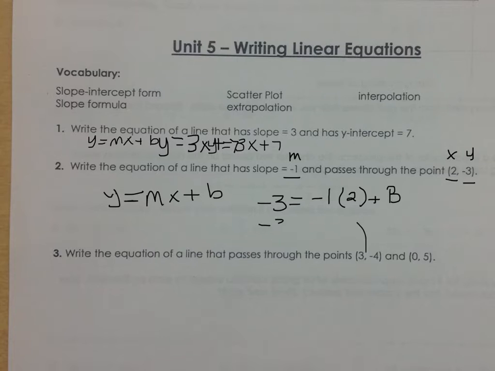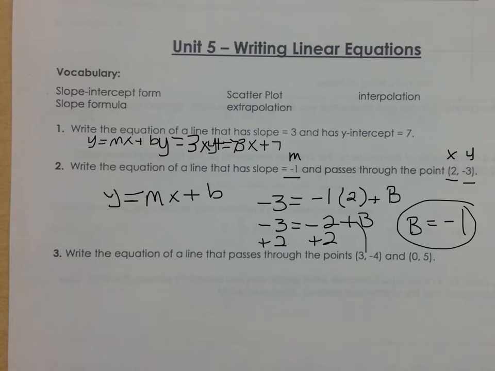So this would become -3 equals -2 plus b. Add 2 to both sides to get b by itself. You get b is equal to -1. So now we have the 2 pieces of information that we need to write an equation. So my equation would be y equals -1x, or just -x, minus 1. And that would be your equation.